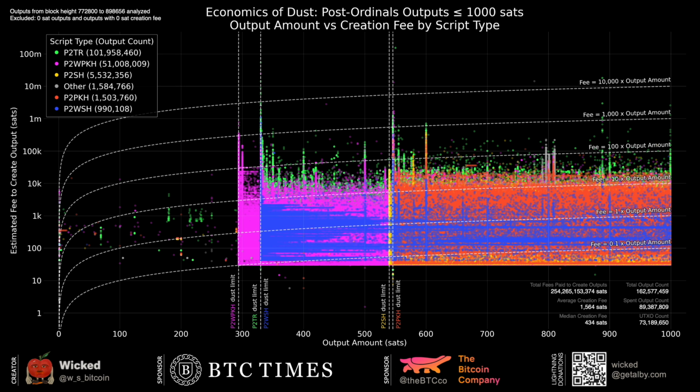In terms of the fees paid, this is another interesting breakdown. Of the 162 million outputs analyzed, the total value stored in these outputs was just shy of 80 billion sats, and the total fees paid to create them was over 250 billion sats. So this is about a 3-to-1 ratio between the fees paid and the value stored. Users are paying way more in fees than they are in output amounts.